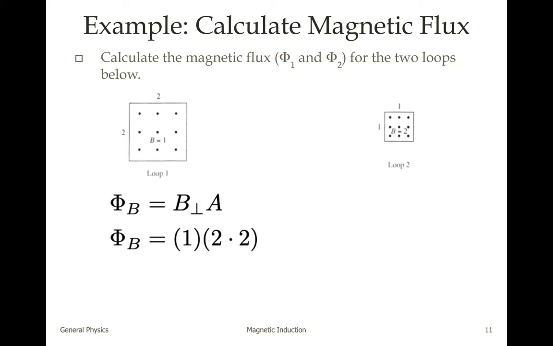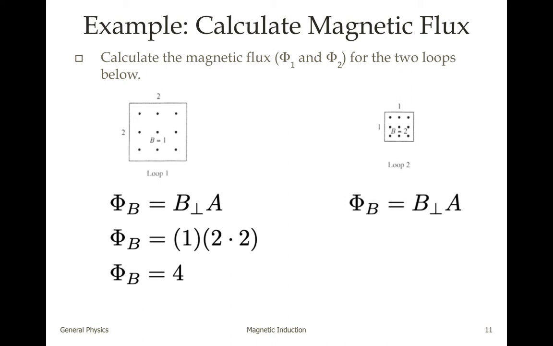So then we can plug in our values here. The B we just replace with 1, that's the strength of the magnetic field. The area is the area of a rectangle, 2 times 2. And so we multiply that all out, and we get a magnetic flux of 4. Again, we don't have any units on here, but we won't worry about that for now.